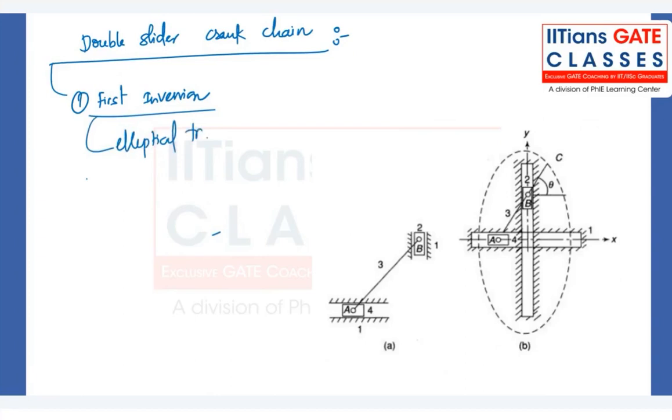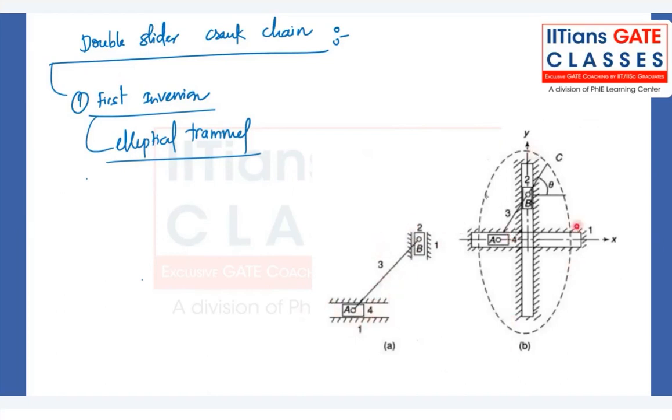Okay, here look at this figure. Link number 1 is fixed, link number 2 is piston or slider, link number 3 is... And basically the sliders 2 and 4 are sliding in the slots of link number 1. So the bigger picture will look like figure B here.